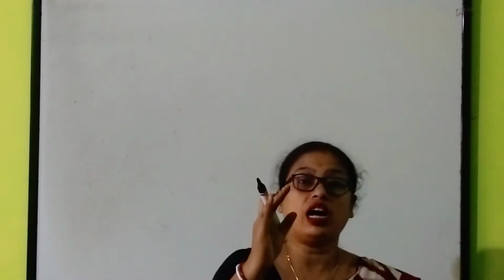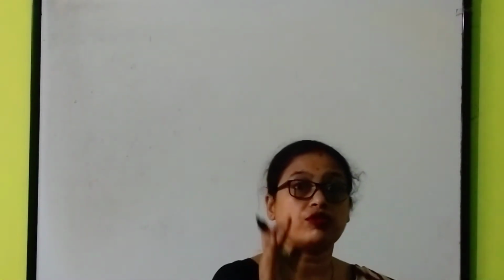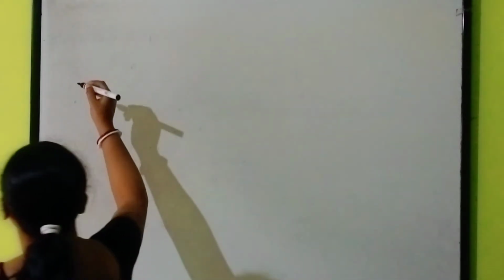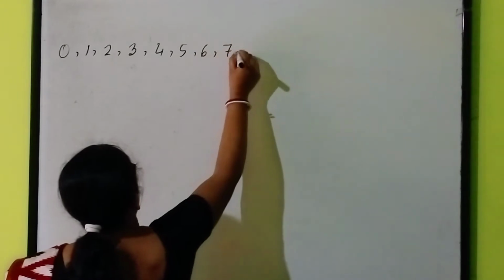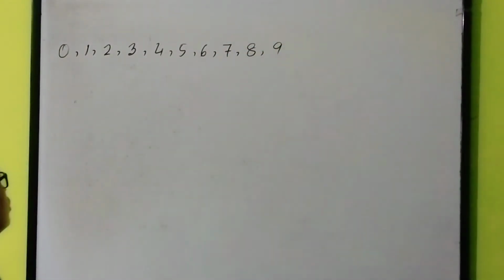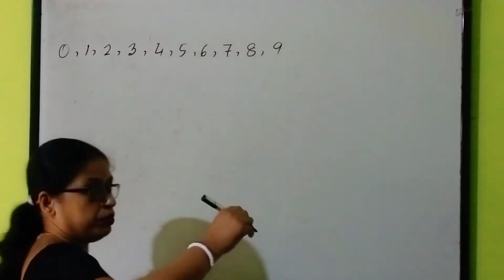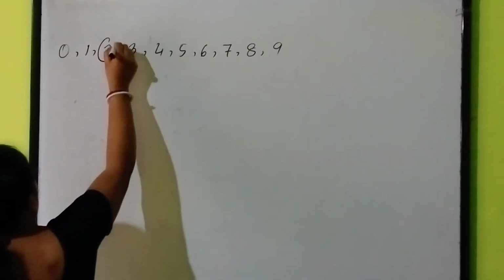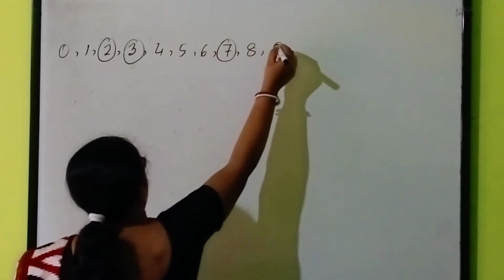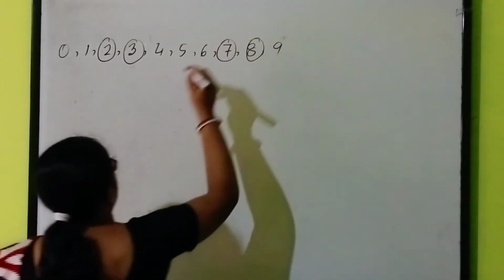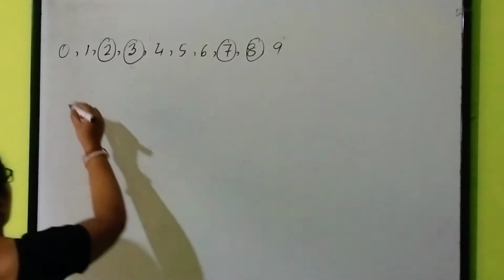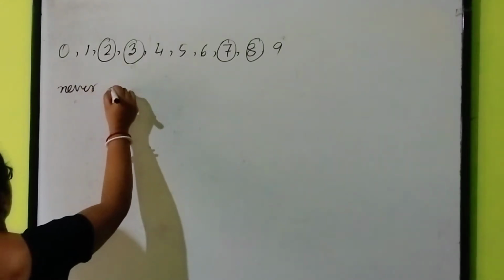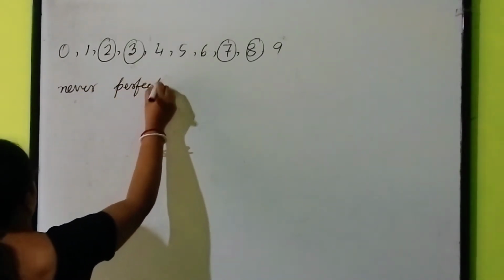Now by seeing a number, how can you judge whether this number is a perfect square or not? So what are the digits we know? 0, 1, 2, 3, 4, 5, 6, 7, 8, 9. Okay. Now if the number ends with, means the unit place is 2, 3, 7, 8, they are never perfect squares, never square numbers. They are never perfect squares.